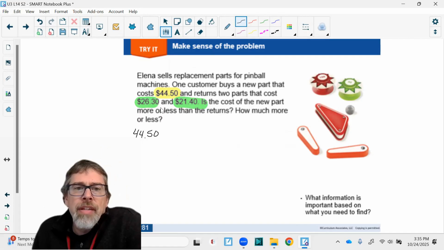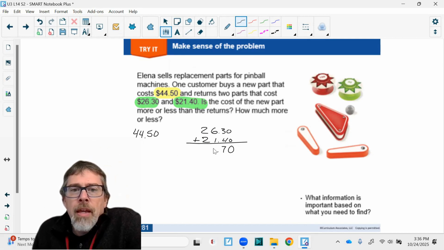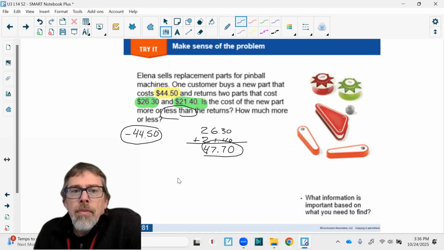So how about we do this separately? How about we just combine the $26.30 part and the $21.40 part and add them, because these are getting returned and the sum is going to be the return amount, and we get $47.70. I'm going to call that a positive and this a negative, because when you spend money, that's a debit, and when you return things, you get money back. That's a credit, so that's going to be a positive. So the cost of the new part, which was $44.50, is less than the return.